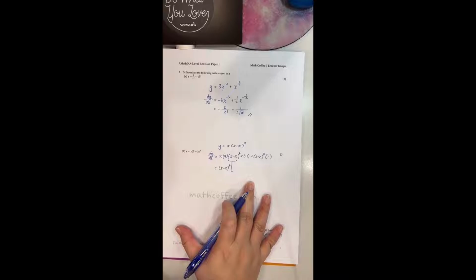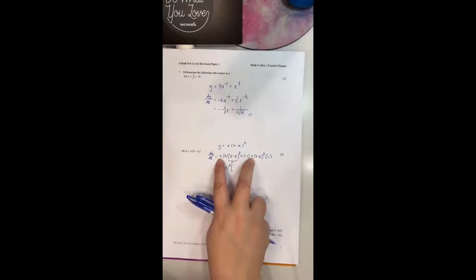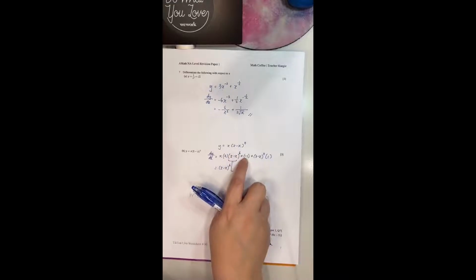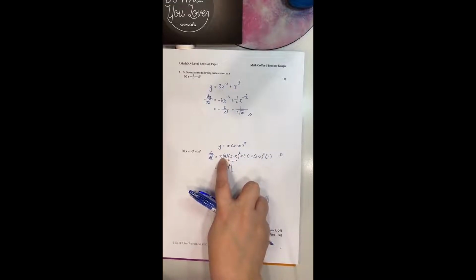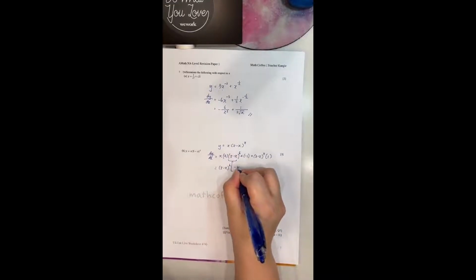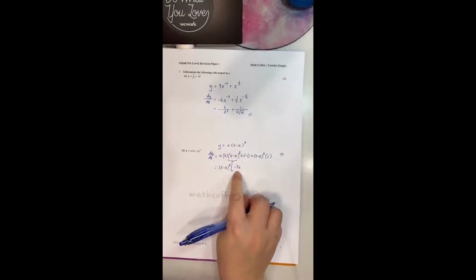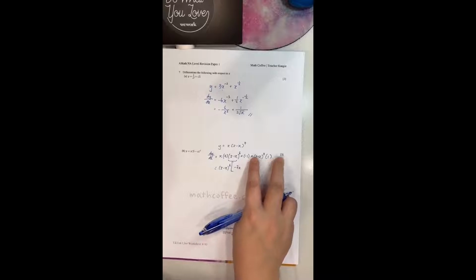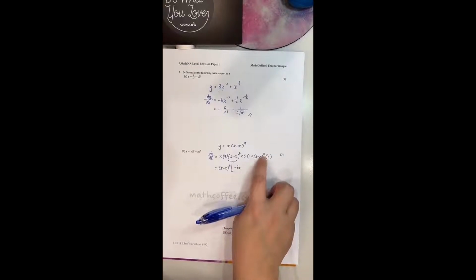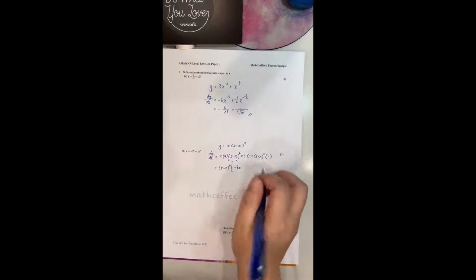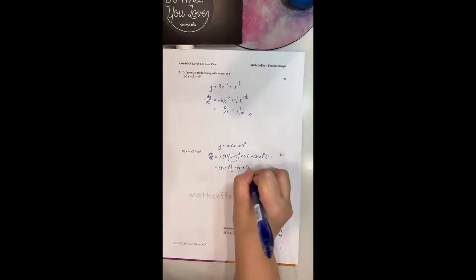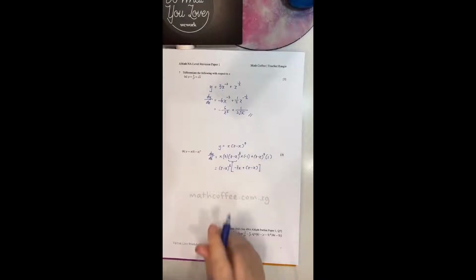Now let's analyze. If I take out (5 minus x) to the power of 6 from this term, I'm only left with negative 1 times 7x, so that means I'm left with minus 7x. From this one, if I take out (5 minus x) to the power of 6, I'm still left with one more bracket of 5 minus x. So that means I'm left with 5 minus x.